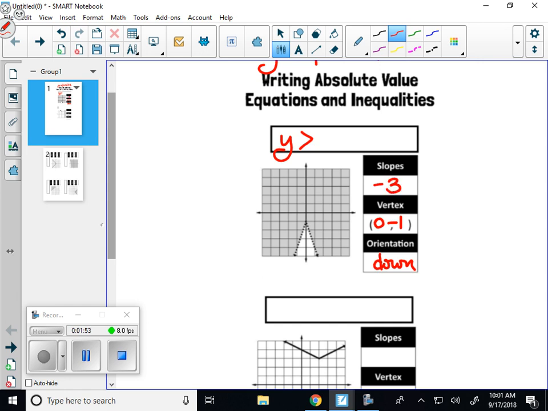Do I have to put it over 1? No, because it's understood. So let's plug this in. What comes after the symbol? Negative 3. The a comes after the symbol. And then inside my absolute value bars, I need to have x plus or minus h. So what is my h? My h is 0 because it's the x value of the vertex. So do I need to put anything in here with the x? No. I can leave it just like that. Negative 3 absolute value of x. And then my k is my y value of the vertex, so it should be minus 1. And that inequality is written.